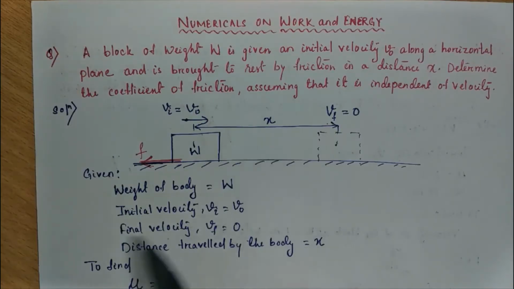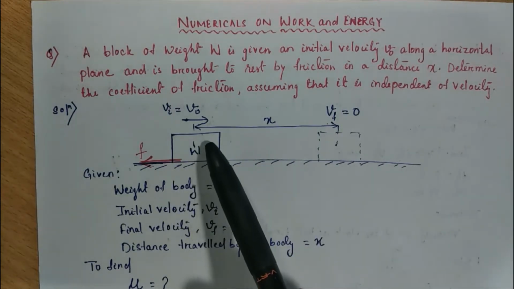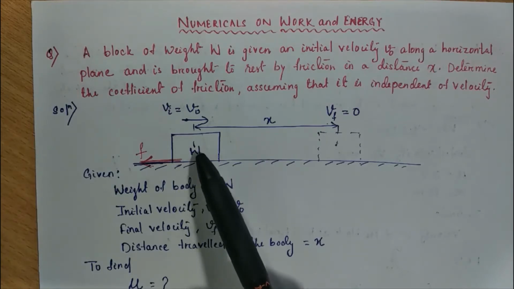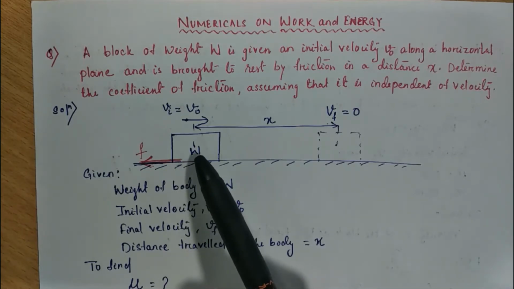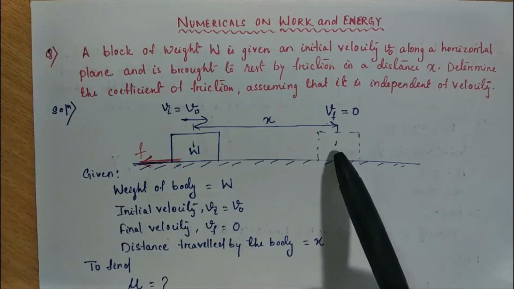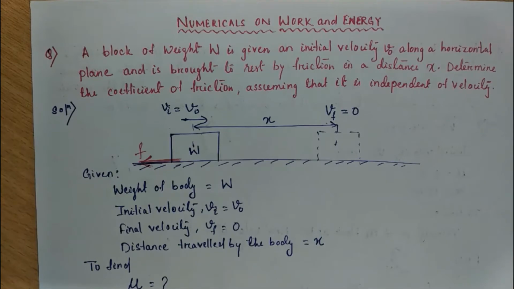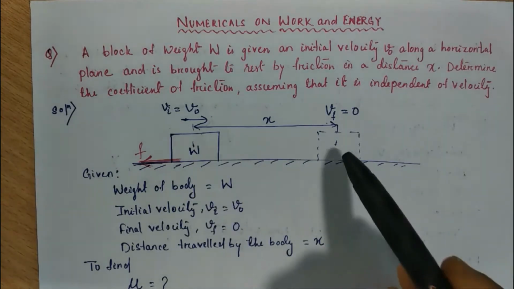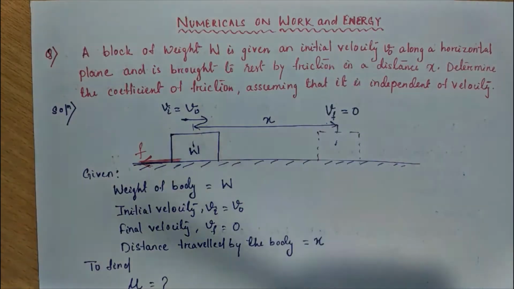So here, according to the question, we draw this diagram. We consider the body of weight W. It is placed initially here, and this body W is moved from this particular place to this new place. The distance covered by the body is x, and this body comes to rest due to the frictional force which is given in the question.